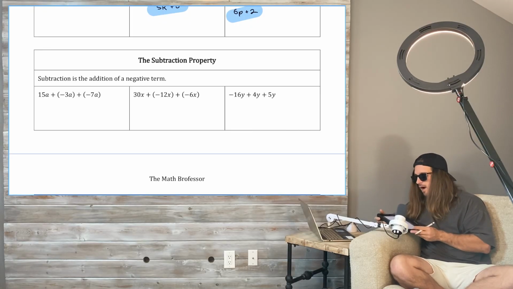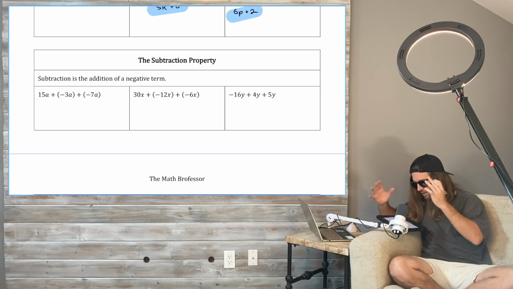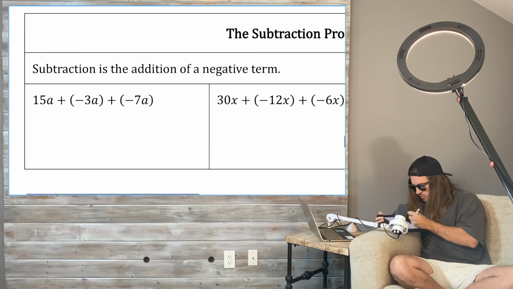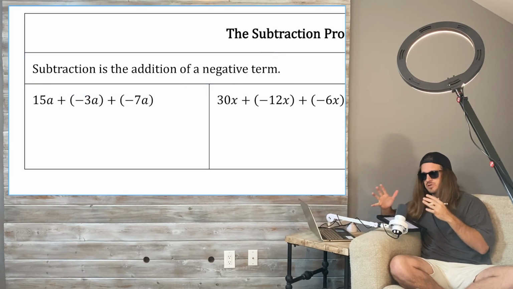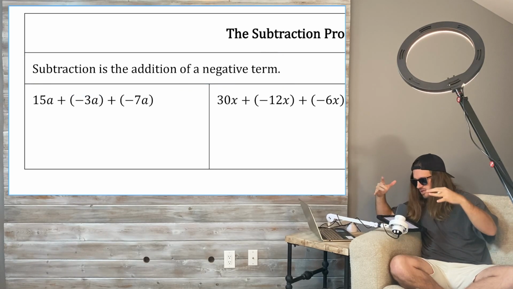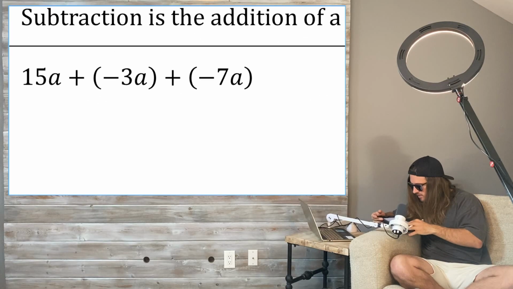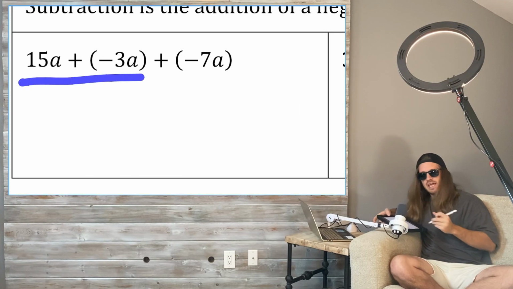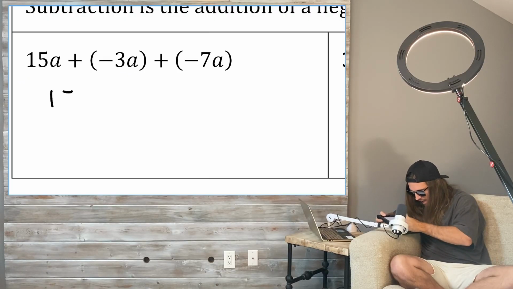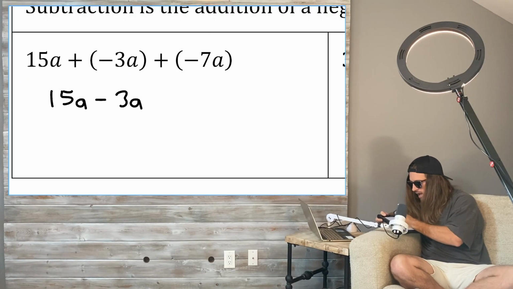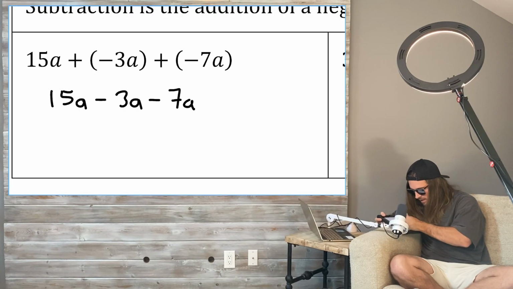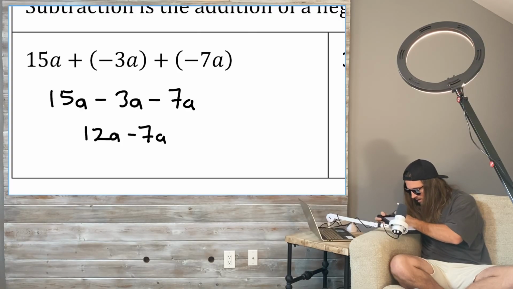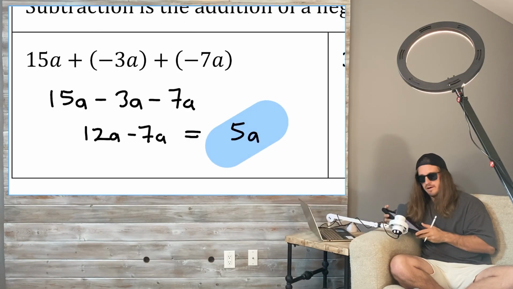Subtraction property. So I've already hinted at this in the video, but let's get it out here explicitly. Subtraction is the addition of a negative term. So this is how you switch between subtraction and addition. Technically, subtraction is, again, the addition of a negative term. So this whole 15 plus -3a, that is the same thing as 15 minus 3a and then minus 7a. Those mean the same thing. 15 minus 3 is 12, minus 7 is 5a. The a just tags on for the ride. Didn't really do much there.